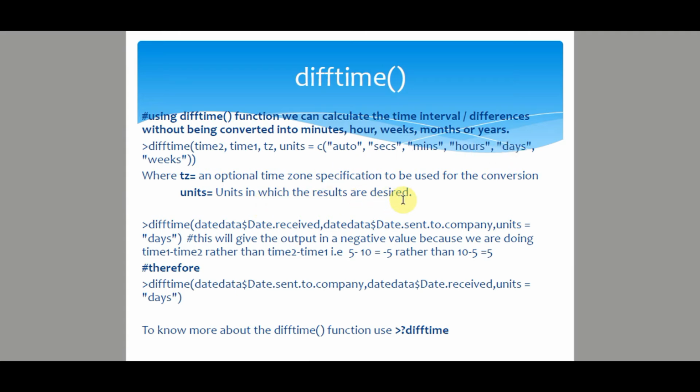Here, for this example, we have used the date received column and date sent to company, and the results will be in units of days. The results will be a negative value because we are doing time 1 minus time 2 rather than time 2 minus time 1. That is 5 minus 10 rather than 10 minus 5. Therefore, difftime of date sent to company, then date received, with units equal to days.